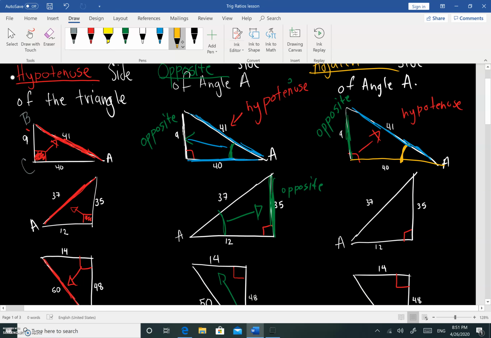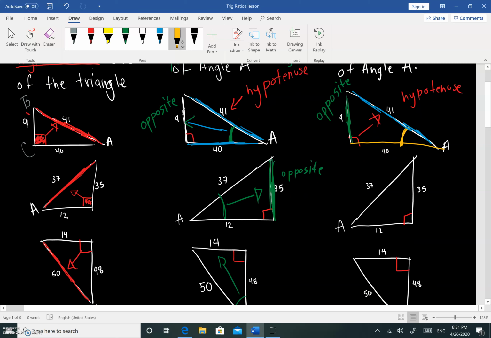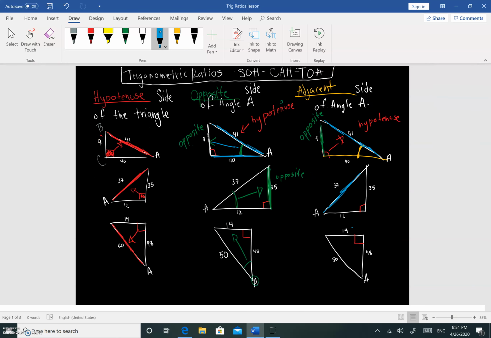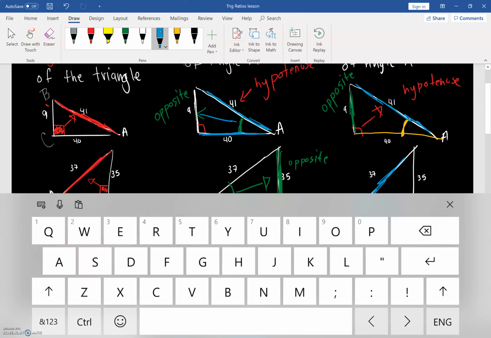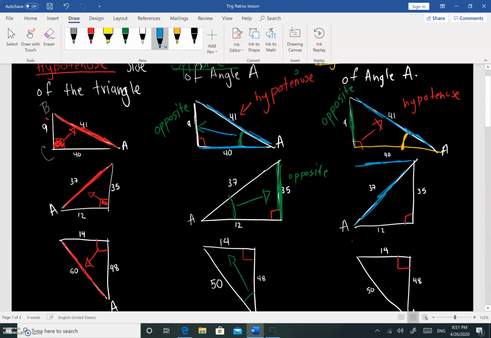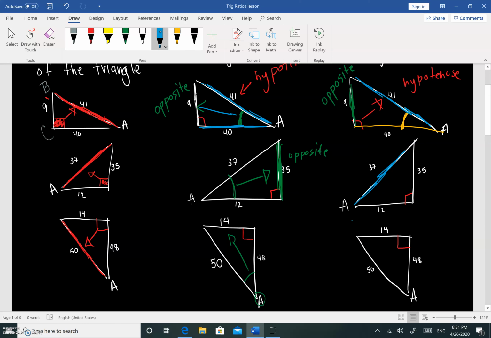So let's look at the second one. We have angle A, and it is composed of these two sides, 37, and the second side is going to be 12. That makes up angle A. Now, which one of those two is the adjacent? It cannot be 35 because that's opposite, and it cannot be 37 because this is the hypotenuse.